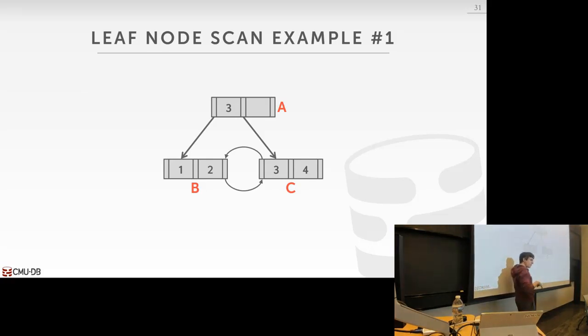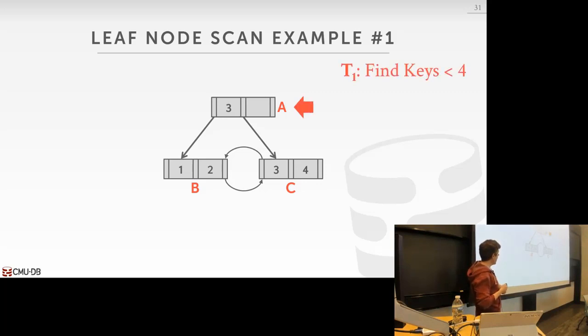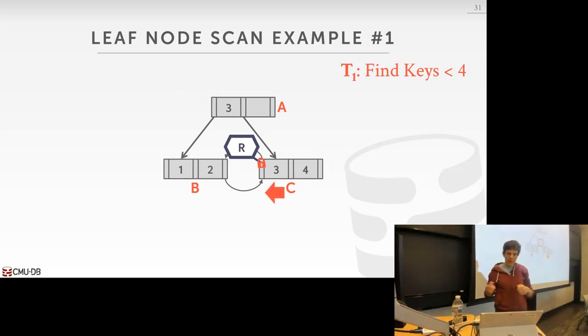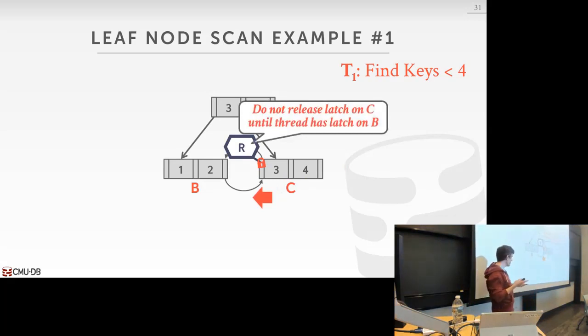This is how most B+ trees have this now, and this comes from the B-link tree that was invented here at CMU. Let's say I have this really simple tree, and thread 1 wants to find all keys less than 4. So we take a read latch on the root, come down, and after we get the read latch on C, we can release the read latch on A, and now we want to start scanning across. Say we read all the keys in this node, but now we recognize that we've got to keep going over here.